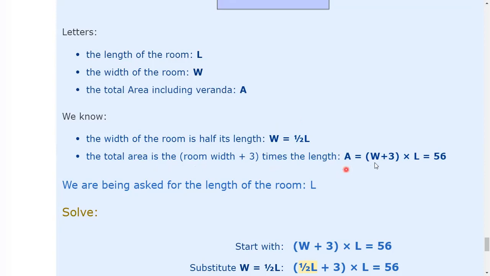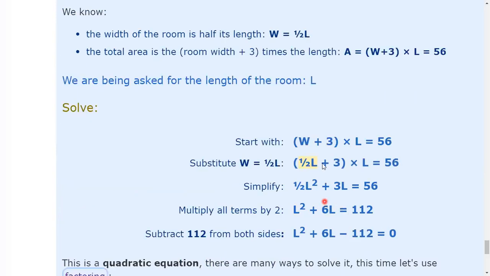So A is W plus 3, that is the width, times the length, of that total area, and we get 56, and this is also given. We are being asked for the length of the room. The only thing required is that we are looking for the length. So how will we start to solve this? Start with W plus 3 times L. This is the total width now, and this length, and we have this 56.